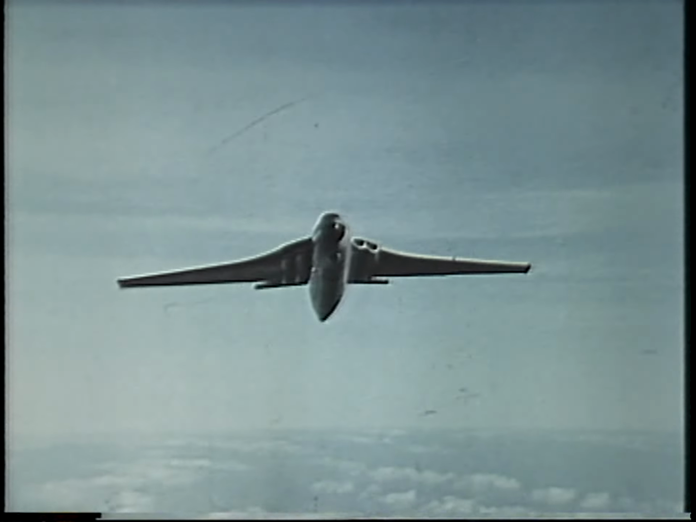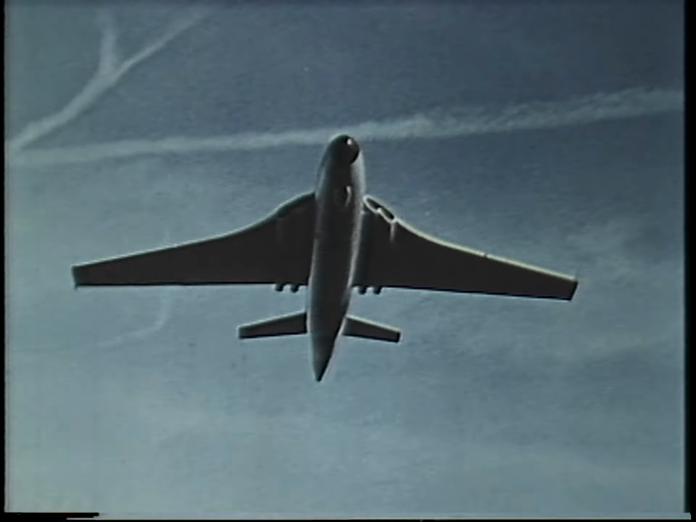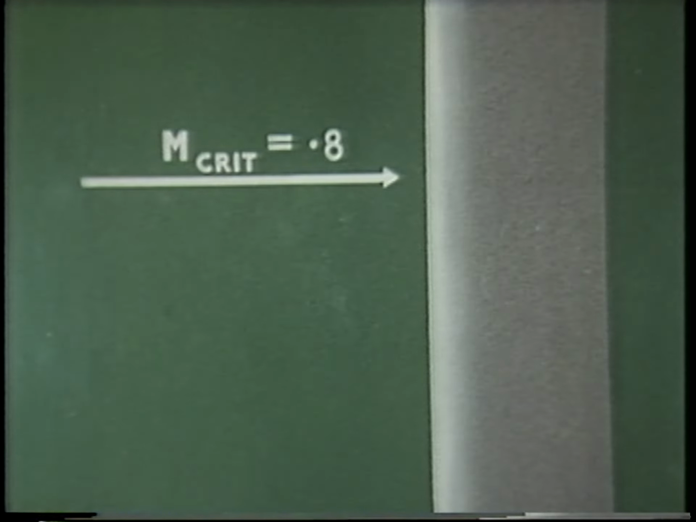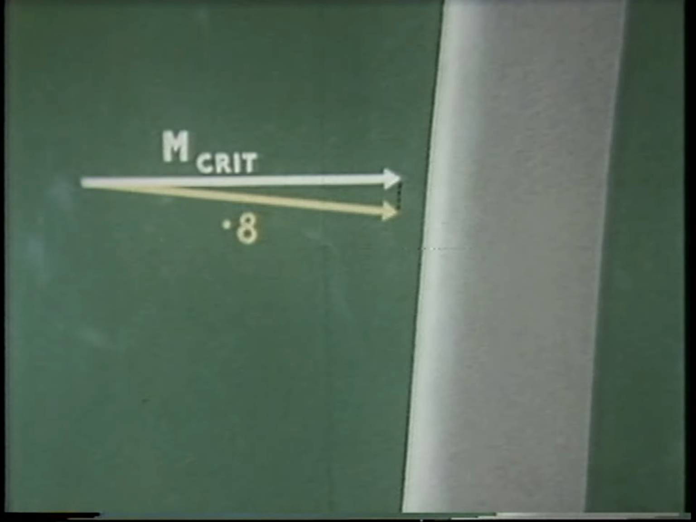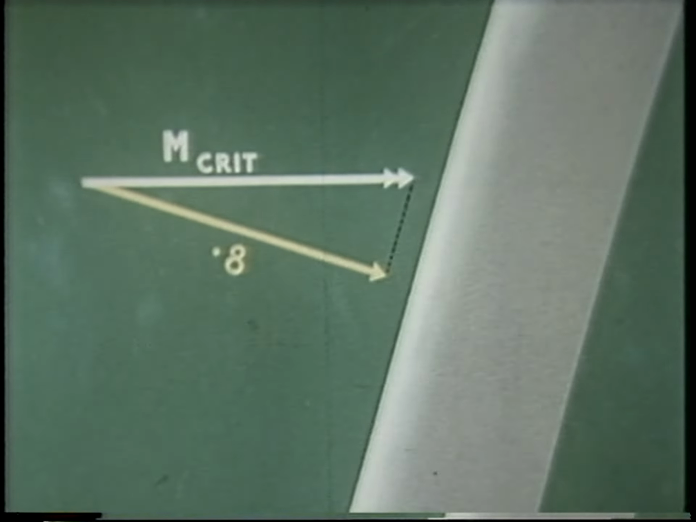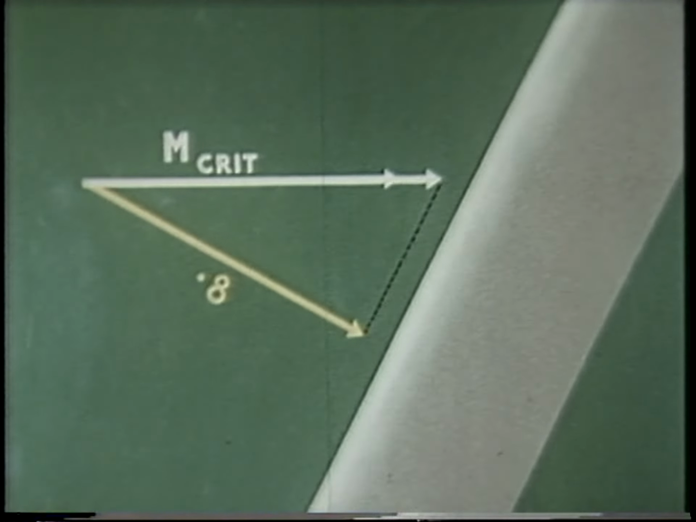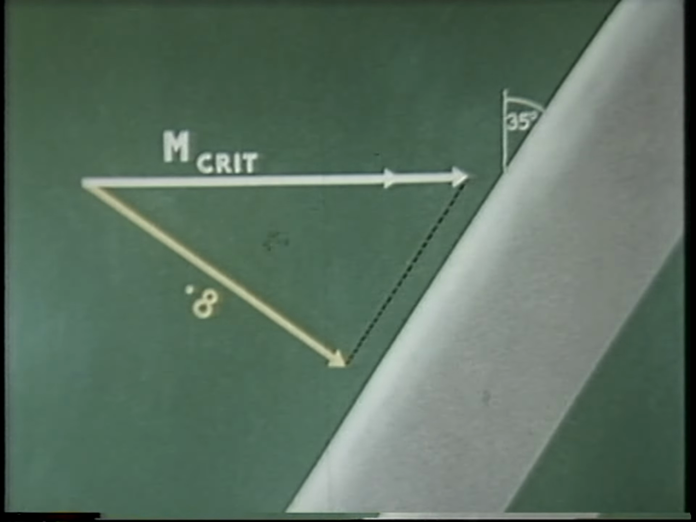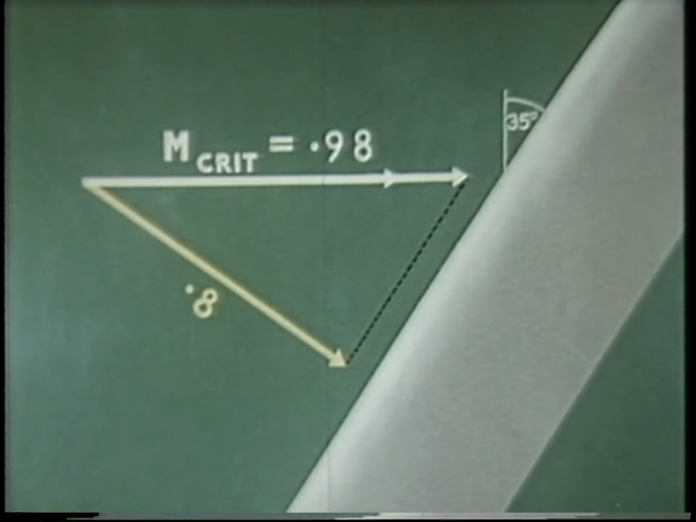The second method is to sweep the wing back. Suppose this unswept wing has a critical Mach number of 0.8. If we sweep the wing back, only that part of the airflow at right angles to the wing is speeded up as it passes over the wing. So the critical Mach number is raised, in this case to 0.98.